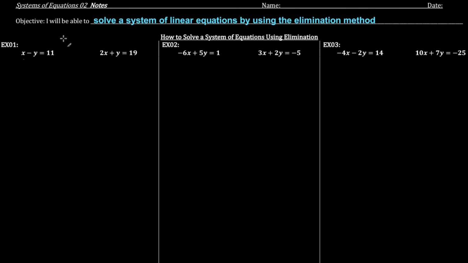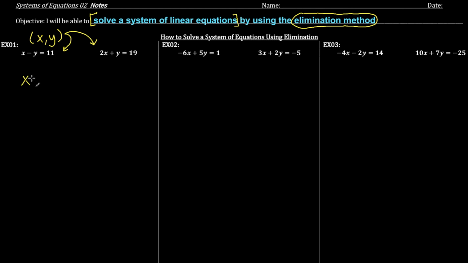All right, so in this lesson, we are going to solve a system of linear equations by using the elimination method. Once again, we are trying to find the x and y that makes this equation true and makes that equation true. I'm just going to show you how to do it first, and then we will talk about it as we go. So we have x minus y equals 11 and 2x plus y equals 19.